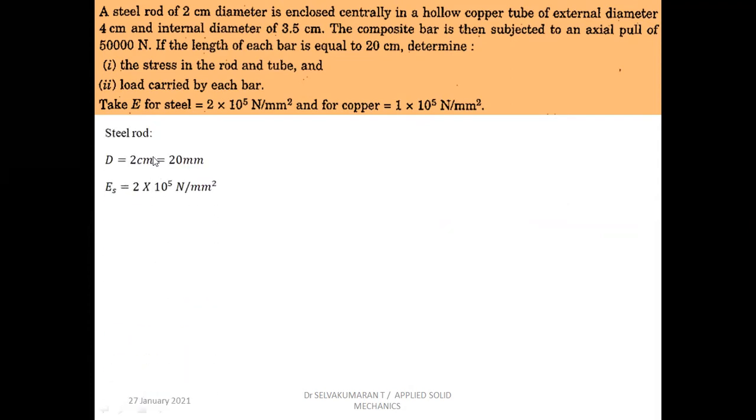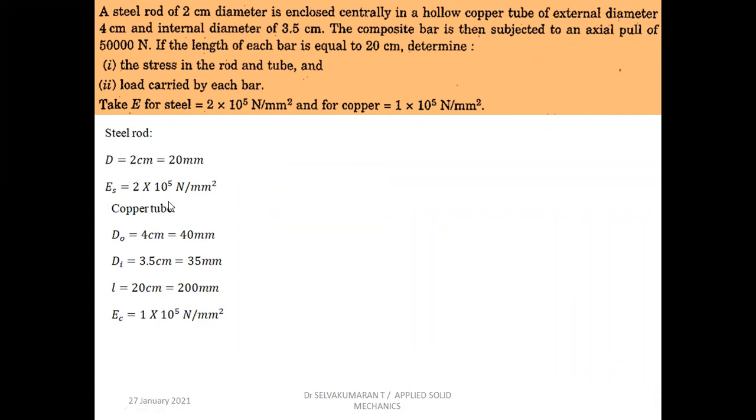So these are the given data for the steel rod, and this is for the copper tube, and the load is given, total load is 50,000 Newton. For a composite bar, we know that total load is equal to the sum of the loads carried by the individual members. So here the same expression is written in terms of stress. Load is equal to stress into area.